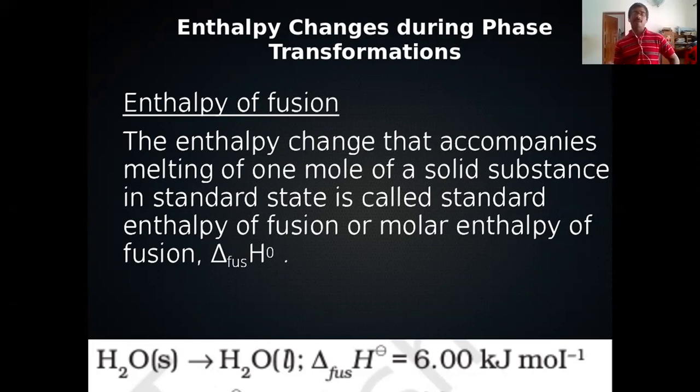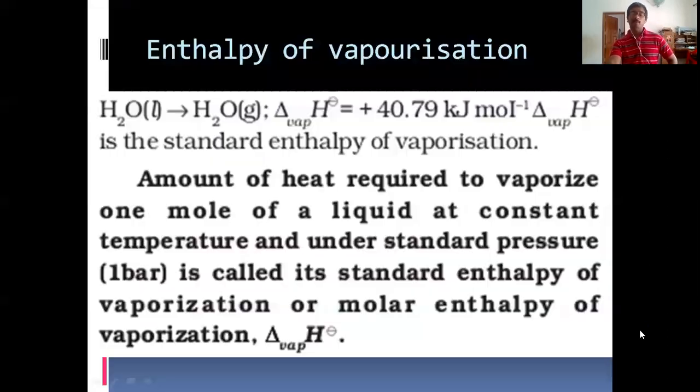Here, melting of ice is represented in this equation. 1 mole of H2O in the solid state undergoes melting and forms 1 mole of H2O in the liquid state, and the enthalpy change during the process is known as enthalpy of fusion. That is equal to 6.00 kilojoule per mole. Enthalpy of fusion. Similarly, enthalpy of vaporization.